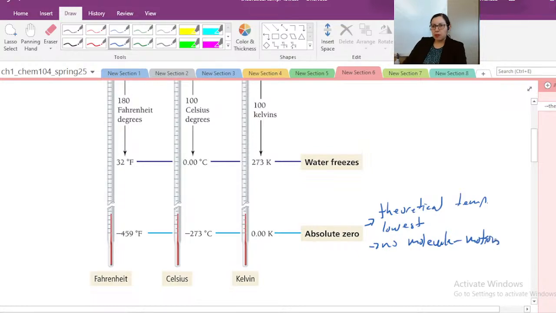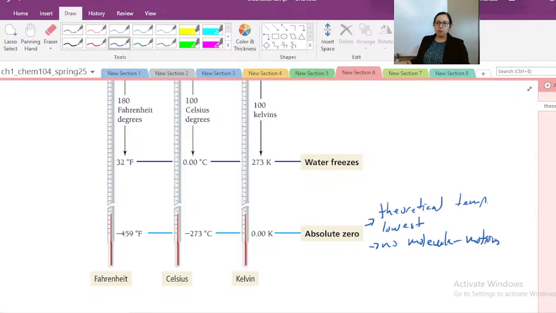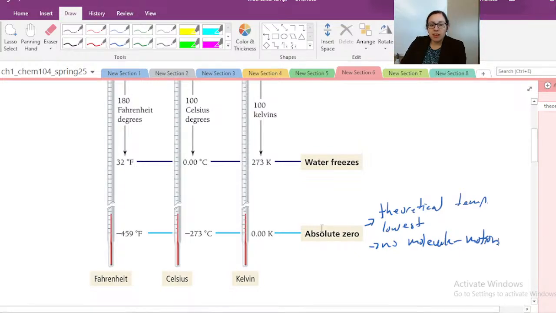And so again, we had mentioned on Monday, solids, even though they look solid, they're still moving, there's still electrons vibrating, right? They're wagging, they're stretching, they're doing all sorts of things. But at absolute zero, all of that would stop, so there would be absolutely no molecular motion.